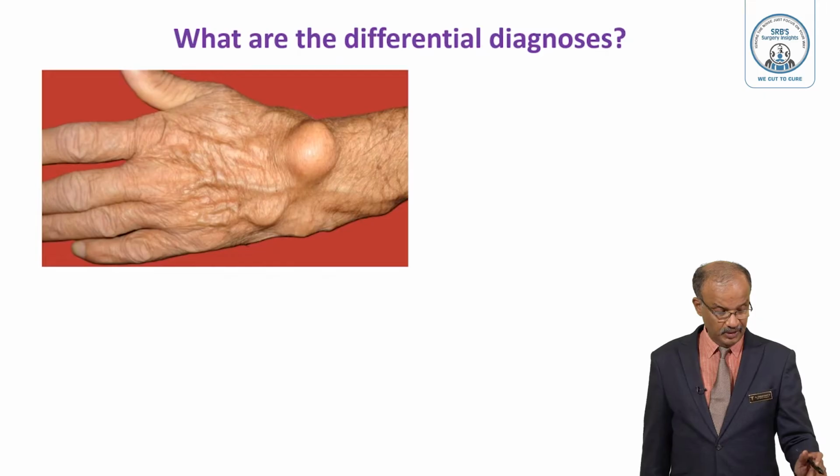So the topic is wrist ganglion. Dear students, we'll discuss a common clinical case, that is swelling on the dorsum of the wrist. Just find out what exactly it is. See that, the dorsum of the wrist.